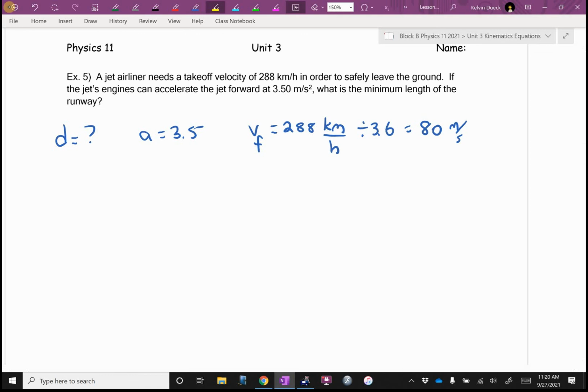So I got A, I got VF. I need 3 things to find the 4th. There must be something else. I don't see it in the question, though.